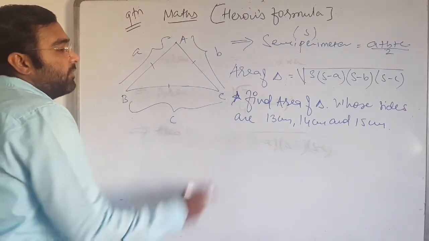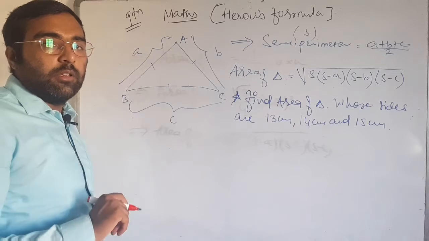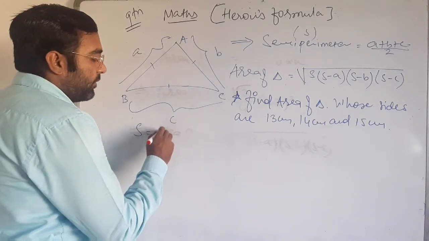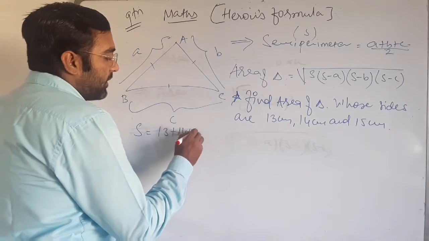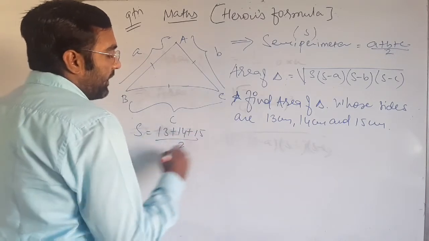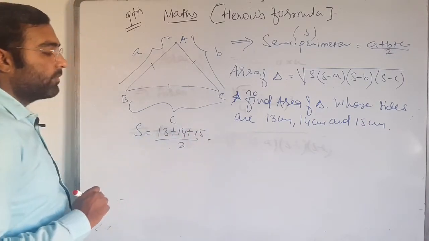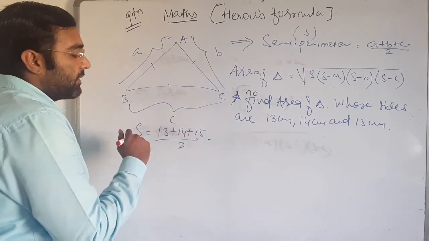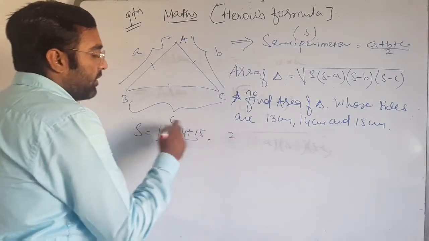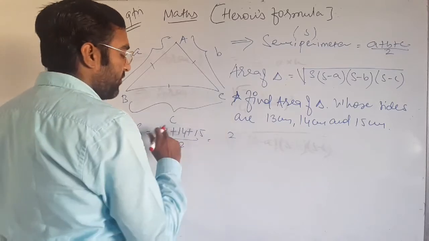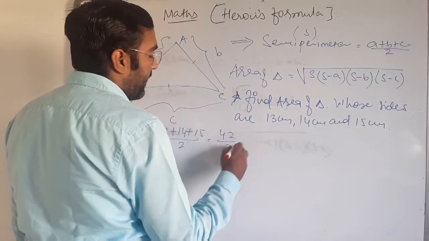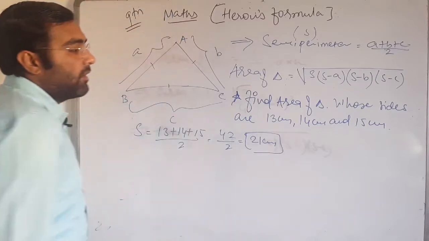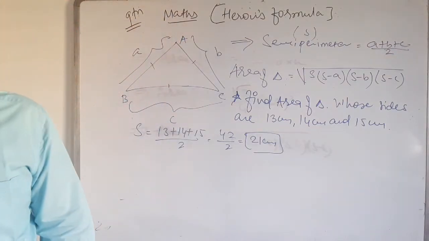As per this sum, first of all we want the semi-perimeter. So for semi-perimeter s, we add 13 plus 14 plus 15 and divide by 2. 13 plus 14 plus 15 is 42, divided by 2 is 21 centimeter.